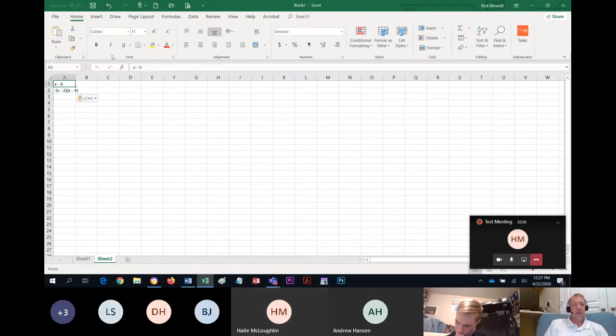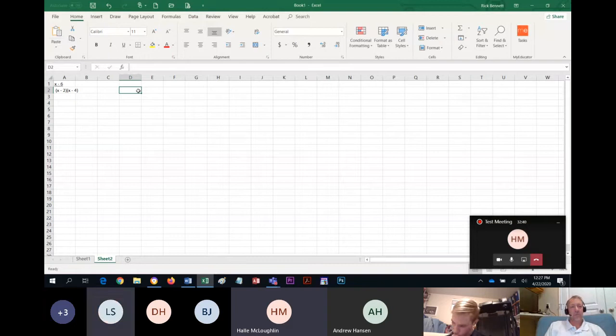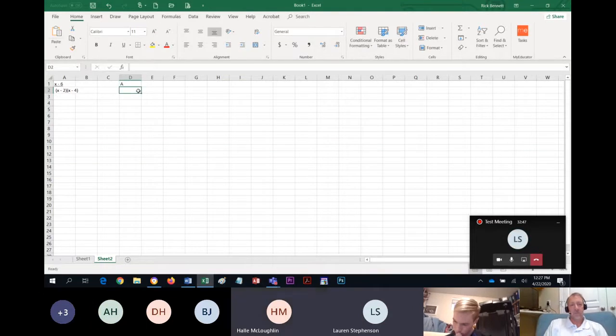Okay, so we've got a fraction here, x minus 6 over x minus 2, x minus 4. So how do we do the partial fractions? You're going to put a and b, so a over x minus 2 plus b over x minus 4. Okay, good start. Then what? These are fractions.